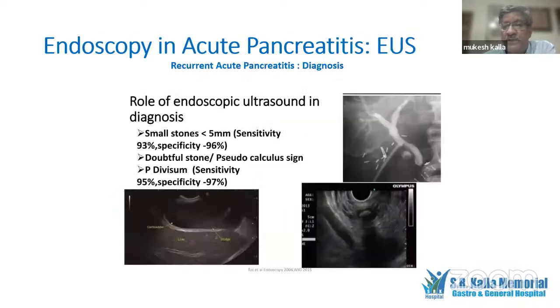So if you see those patients of acute pancreatitis who have recurrent acute pancreatitis episodes, now we are wiser because we have a new equipment, this biotechnology called endoscopic ultrasound. This helps us to pick up small microliths less than 5 millimeters in size with the sensitivity and specificity of reasonably 90% plus. For doubtful stones as seen on ultrasound and pseudocalculus signs, this is one good diagnostic modality. And for pancreatic divisum, which is again an important cause for recurrent acute pancreatitis, endoscopy in these acute pancreatitis patients can be helpful in achieving the diagnosis.